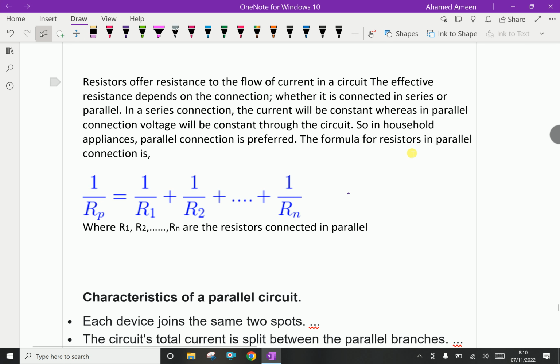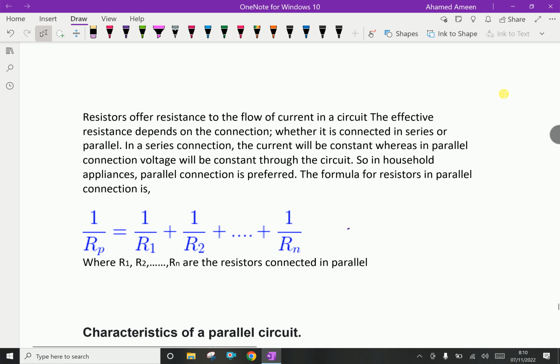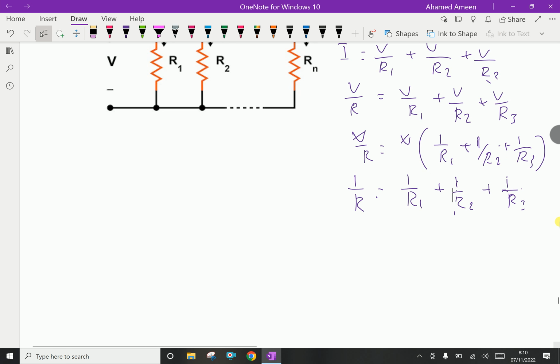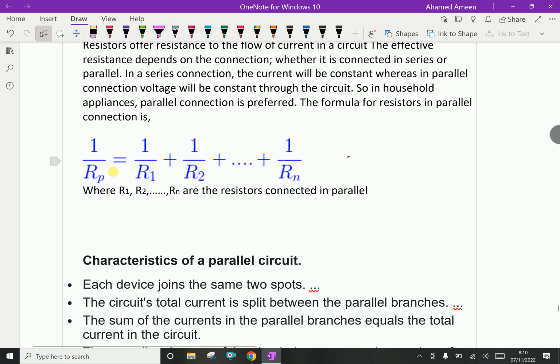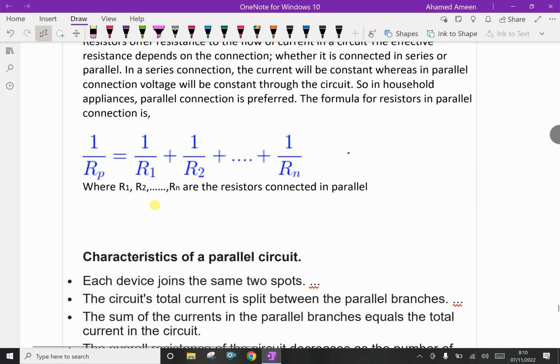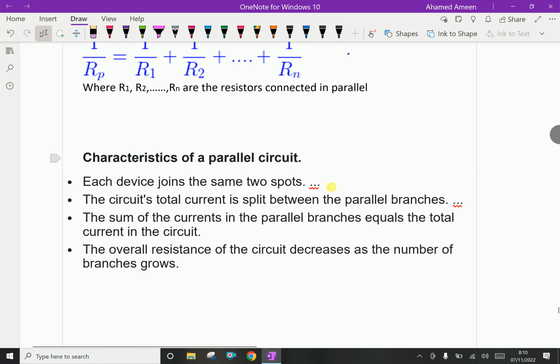The formula for resistors in parallel connection, which we derived here, is 1 by R equals 1 by R1 plus 1 by R2 plus 1 by R3. Generally we can write 1 by Rp, that is the effective resistance, equals 1 by R1 plus 1 by R2 plus up to 1 by Rn, where R1, R2, R3, up to Rn are the resistors connected in parallel.